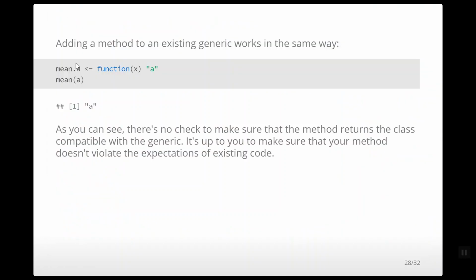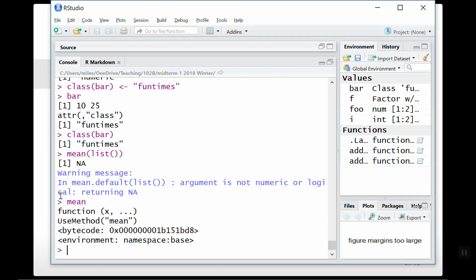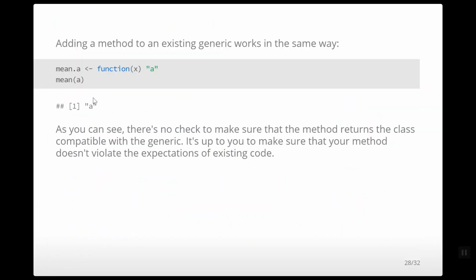But now that I've said, hey, there's mean.a, when we run mean, mean has UseMethod, so R says, okay, let me see, do I have a method that exists for objects of class A? Oh yeah, I do actually. It was just defined right now. And it says, okay, I'll run that, and therefore I'm going to return the character "a".